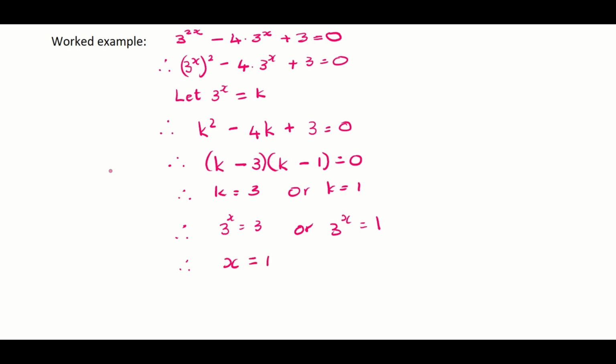But in the second one, they are not the same, but if you look at 1, we can make 1 a base of 3. And how do we do it? 3 to the power of x is equal to 3 to the power of 0, because anything to the power of 0 is 1. So then x here will be equal to 0. And these are your solutions.